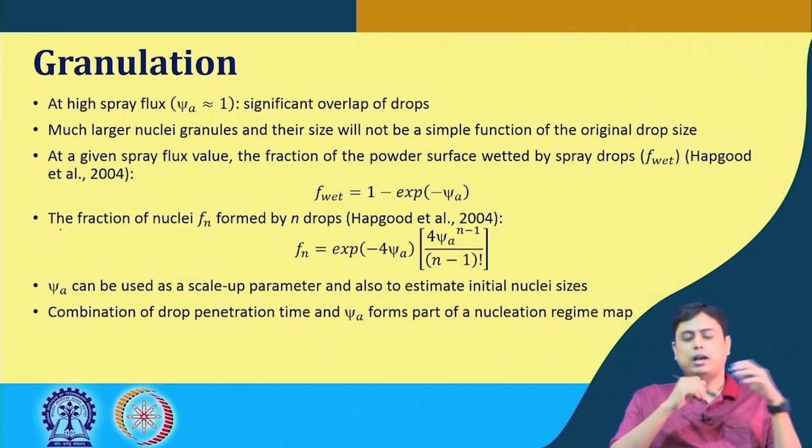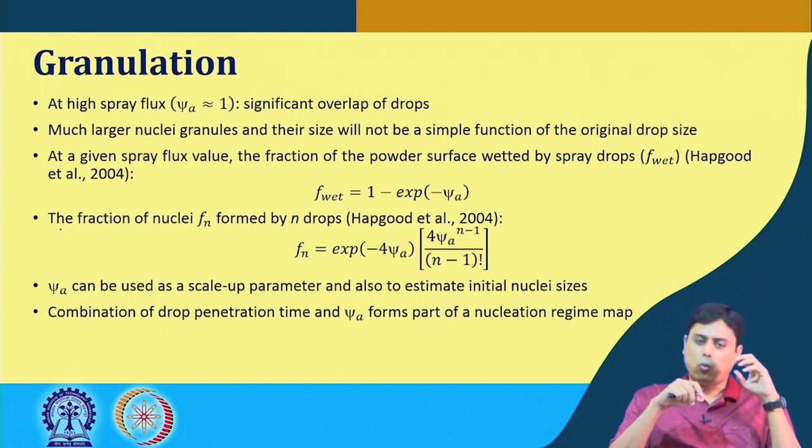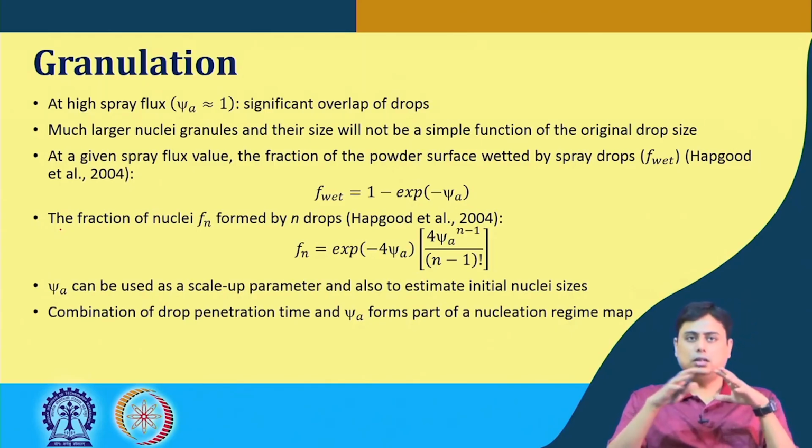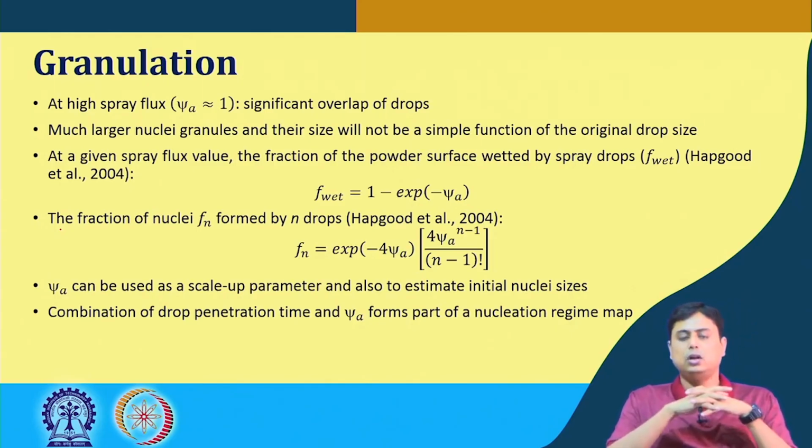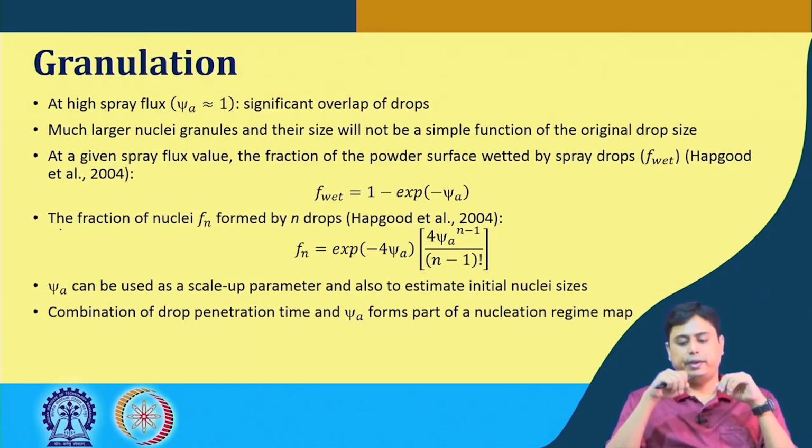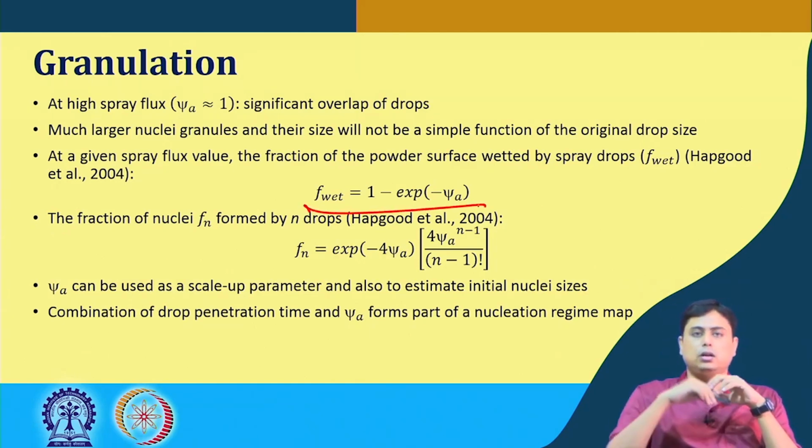because earlier I have mentioned that in this drop controlled regime, one droplet should ideally form one granule and the granule size is dependent on the droplet size. So, in case of a high flux scenario, this simple function would not hold. So, at a given flux value, the fraction of the powder surface wetted by spray drops has been proposed to be of this expression.